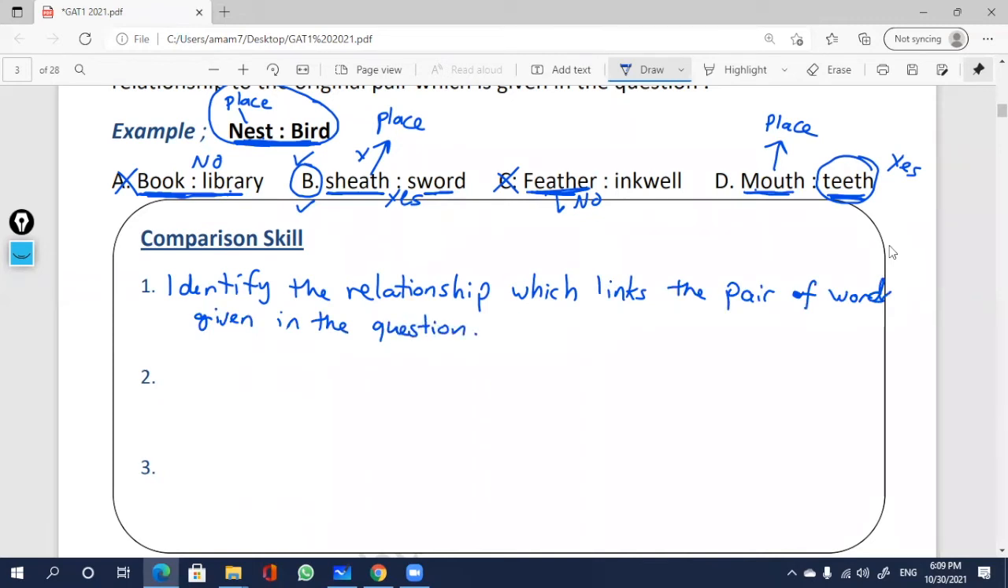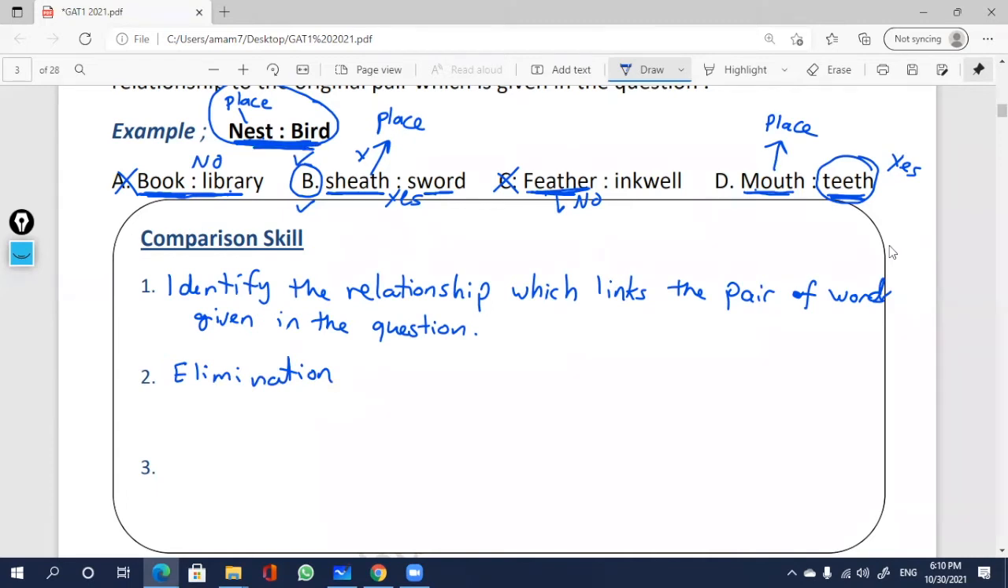Then number two, as I told you, I want you to identify the relationships which link the pair of words which are given in the alternatives. Okay, I just want you to eliminate according to the relationship which is given in the question. Okay, so we have here elimination or exclusion. So you have to eliminate according to the relationship which is given in the question.